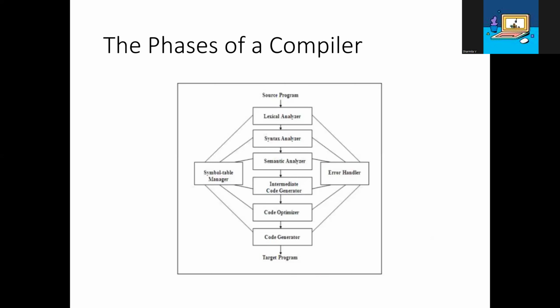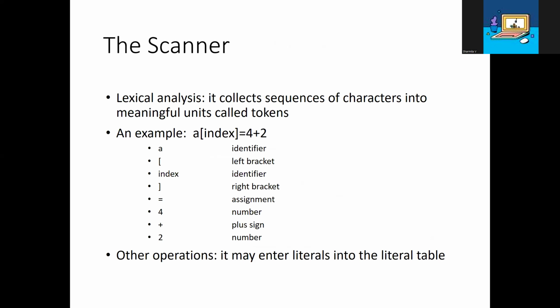There are totally 6 phases of compiler. The first phase is the lexical analyzer. The input for the lexical analyzer is the source program, which is nothing but the high-level language program given to the computer to read. The first phase collects all the sequences of characters into meaningful units called tokens. Each and every token is collected in the lexical analyzer.